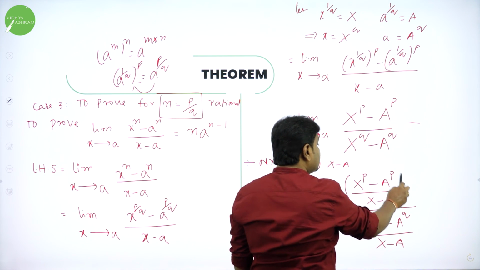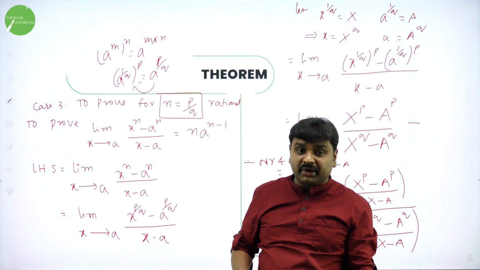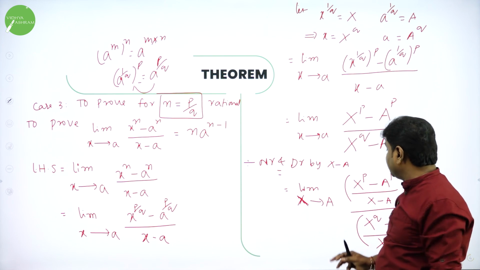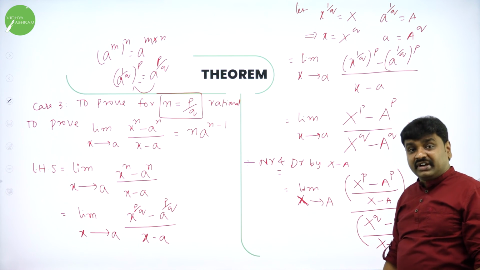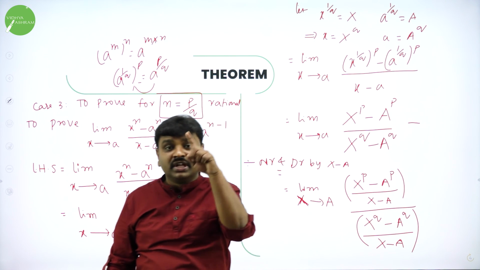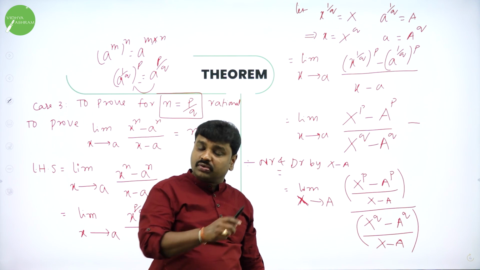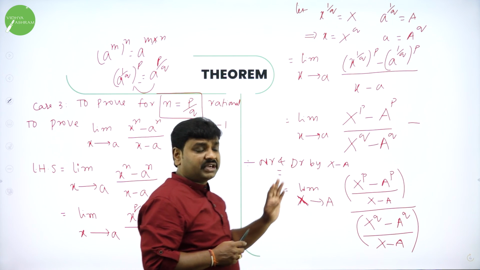Now you know p is an integer and q is an integer. p by q is a fraction, a rational number, but p separately is an integer and q separately is an integer. So now I got the numerator as an integer power and the denominator as an integer power. If you have integers as powers, you can apply the theorem. We have proved it in case 1 and case 2. Case 1 and case 2 say that the theorem is true for integers. So now p is an integer, q is an integer, I can apply the theorem directly.